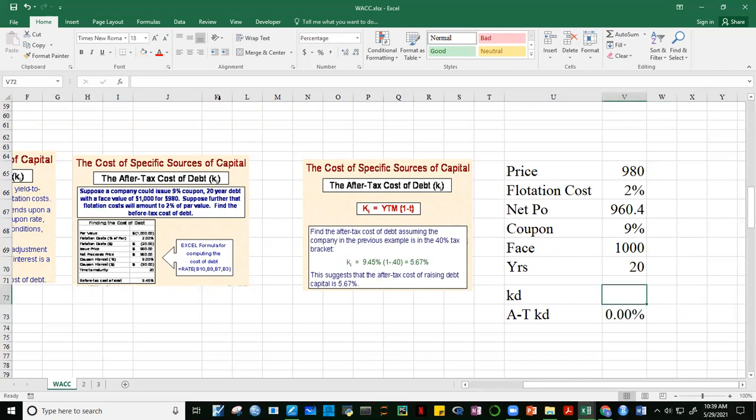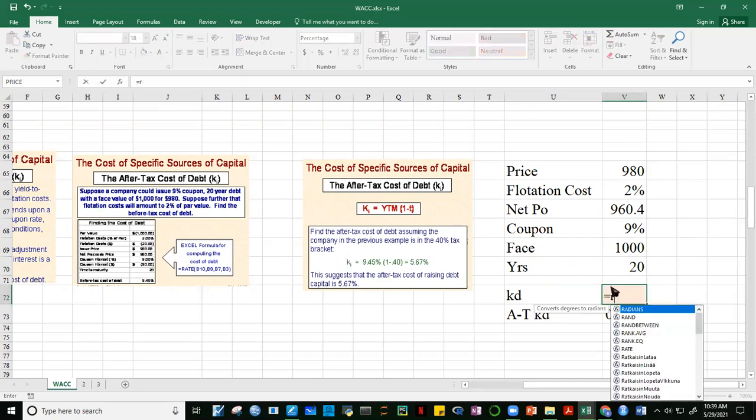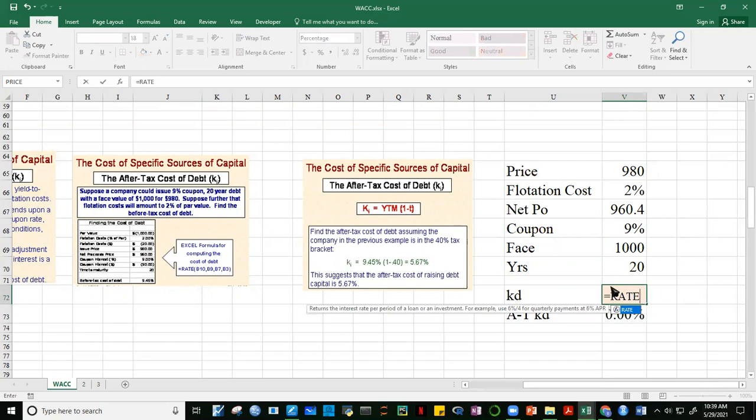Okay, how do we compute for the cost of that debt? This time we're going to use the rate function. Kasi ito yung hinahanap natin, ano? Hindi natin hinahanap yung present value. Given sa atin yung present value ito. Okay, so we're solving for the rate, for the cost of debt. N per natin is 20 years, comma.